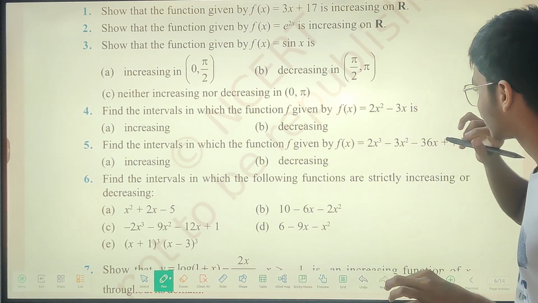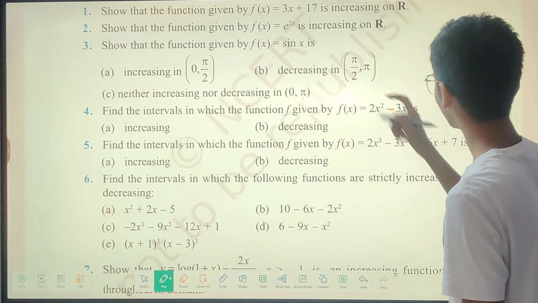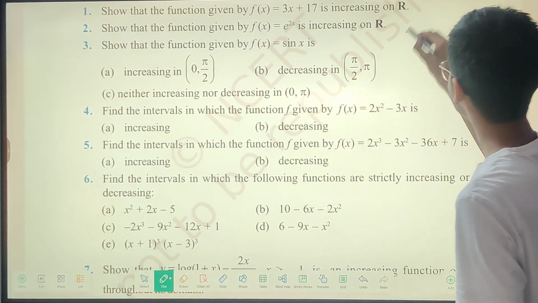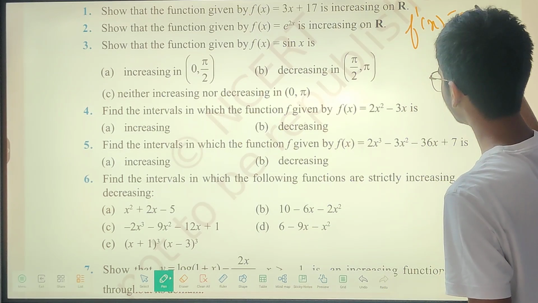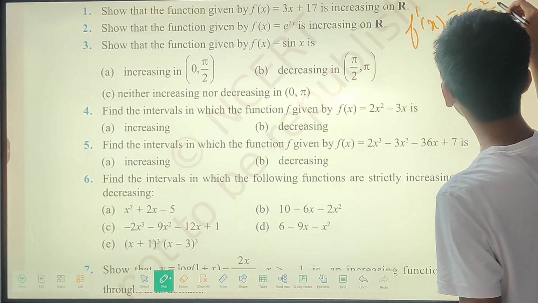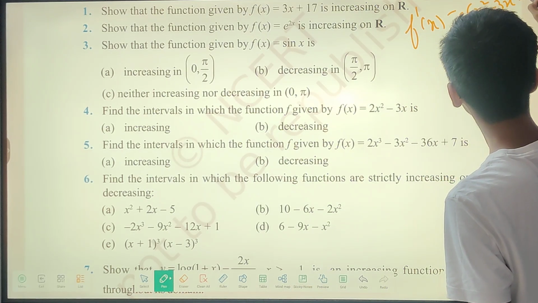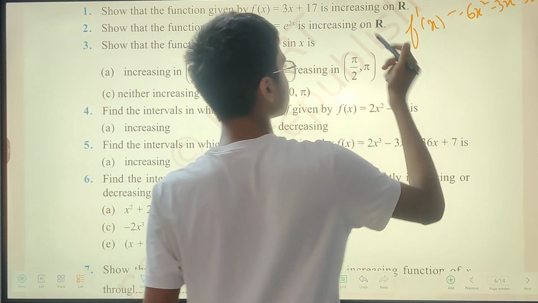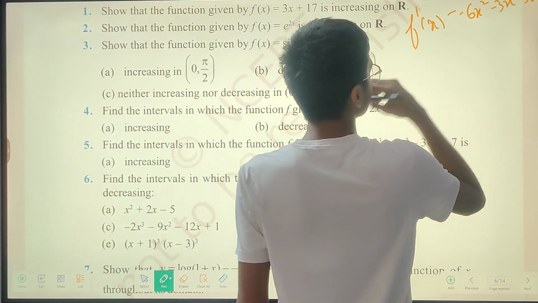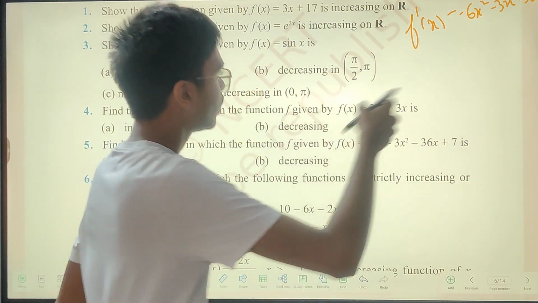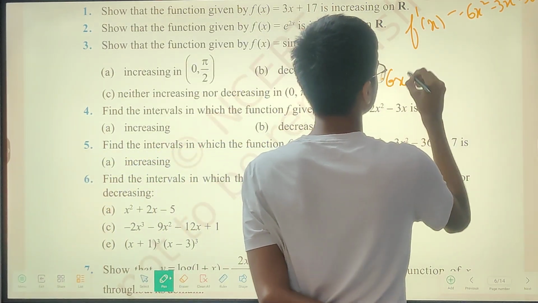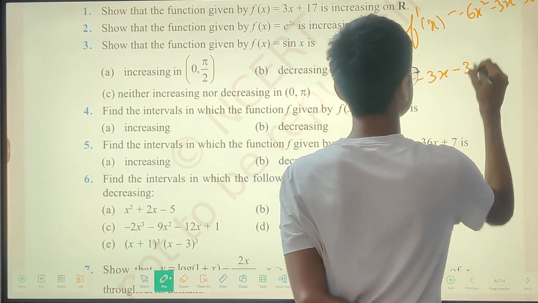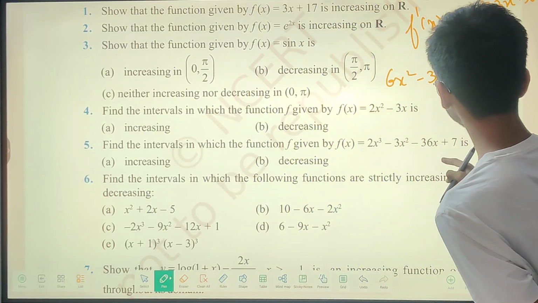Coming to our 5th question, you will have to take f of x and differentiate it. f dash x is equal to 6x squared minus 3x minus 36 plus 0. So this is your f dash x, and you equate it to 0. When you are equating it to 0, I'll check that it is correct.